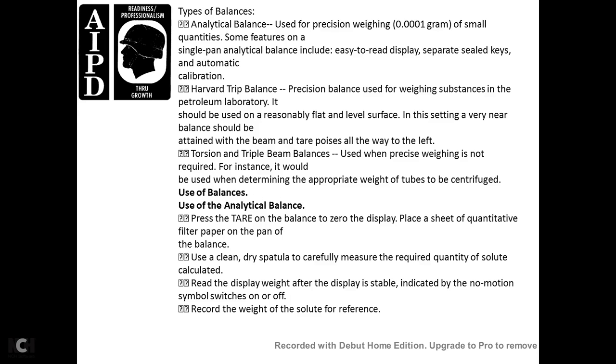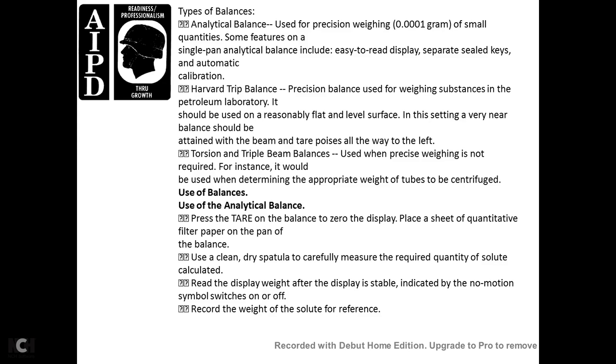Significance: weighing is necessary as part of running the test to obtain the results and for making solutions. Types of balances: analytical balance, used for precision weighing to 1/10,000th of a gram of the smallest quantity. Some features of the single pan analytical balance include an easy to read display, separate sealed keys, and automatic calibration.